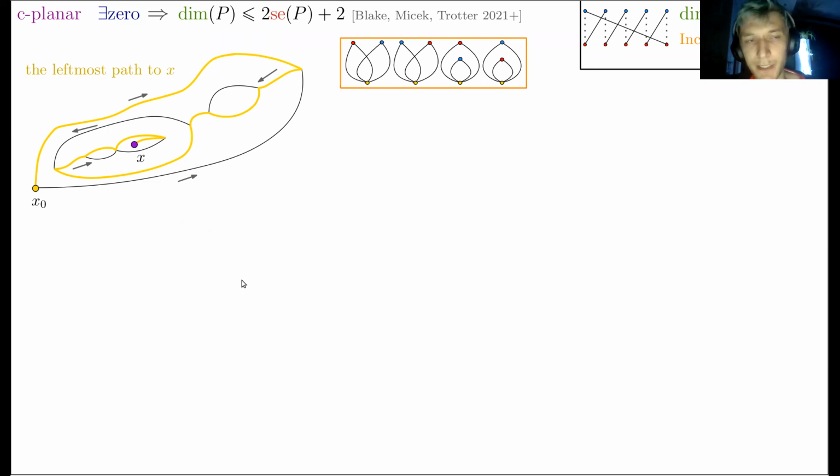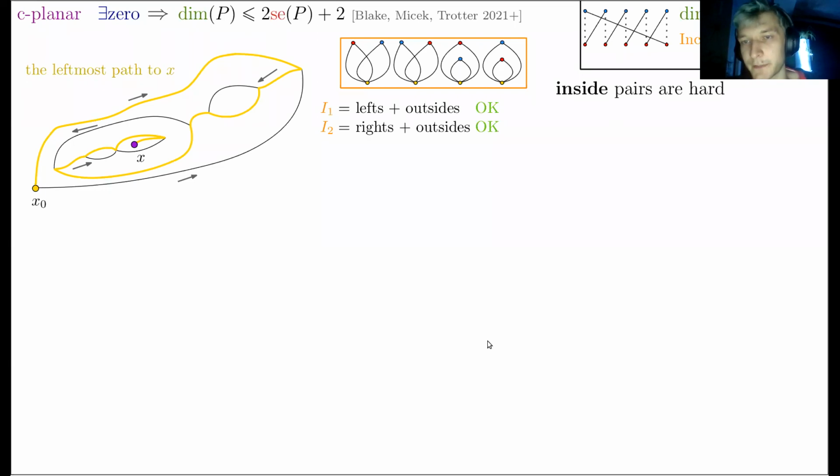We define the leftmost path, and analogously the rightmost path. So we can do the same trick with dividing our pairs into left, right, inside, outside. And it turns out that, maybe a little bit more subtle, but again left plus outside, right plus outside are reversible. So inside pairs are the hard ones, and now it's not as easy as in the previous proof. It's much harder. So I will give you some ideas how to cope with inside pairs.